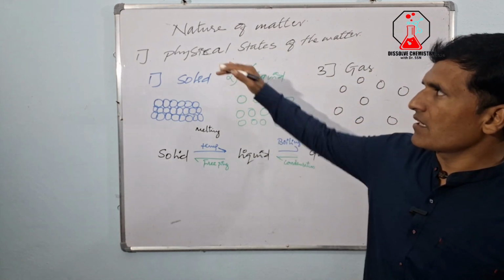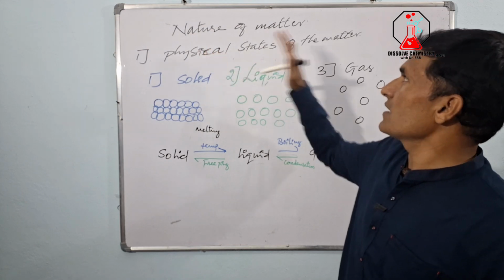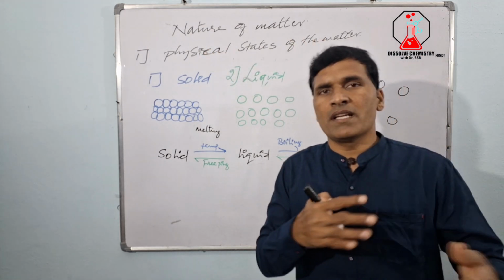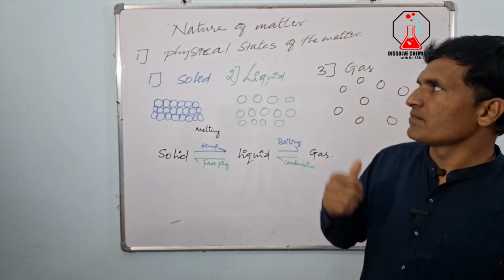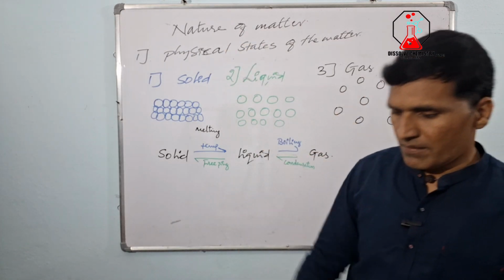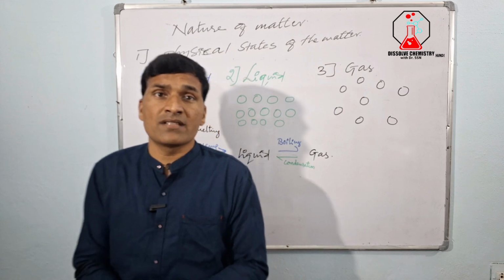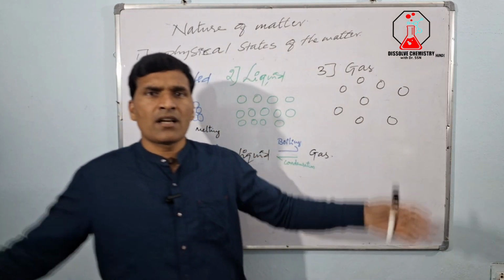Okay, in that, first we will discuss the physical states of matter, followed by the classification of matter. Okay, so we will discuss them one by one. So the first thing is physical states of matter. See here, matter exists in and around us.